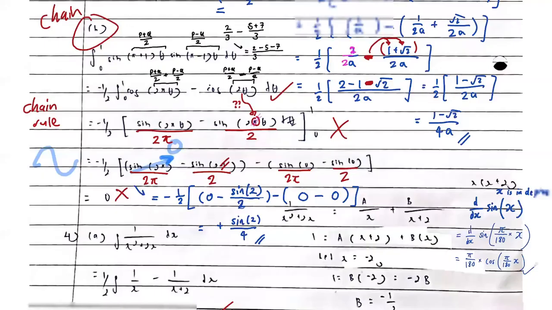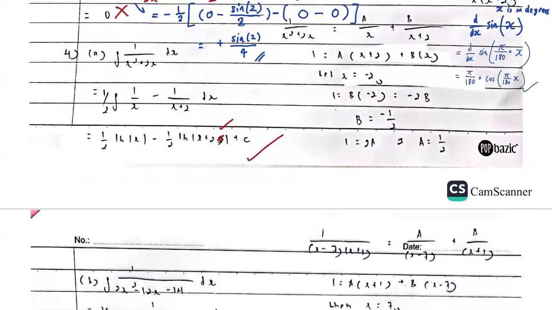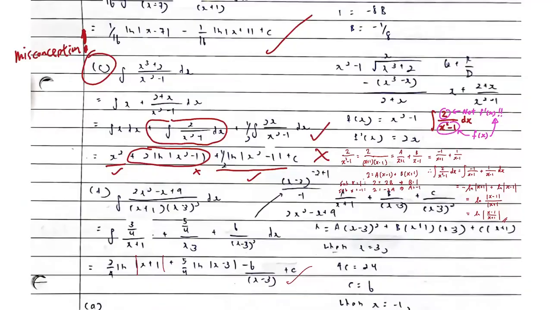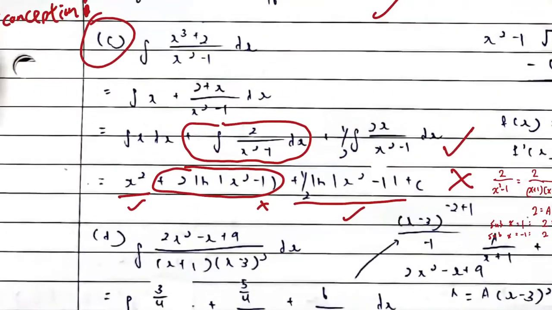So let's carry on. Question 4 is fine. Part B also fine. 4C, there's a misconception. What you did is okay. You split it out as you do long division here, and then you got an x, you integrate the x, get x squared. That is actually slightly inaccurate. Should be x squared over 2. Sorry, I take back my correct. Oops, have to divide by 2.